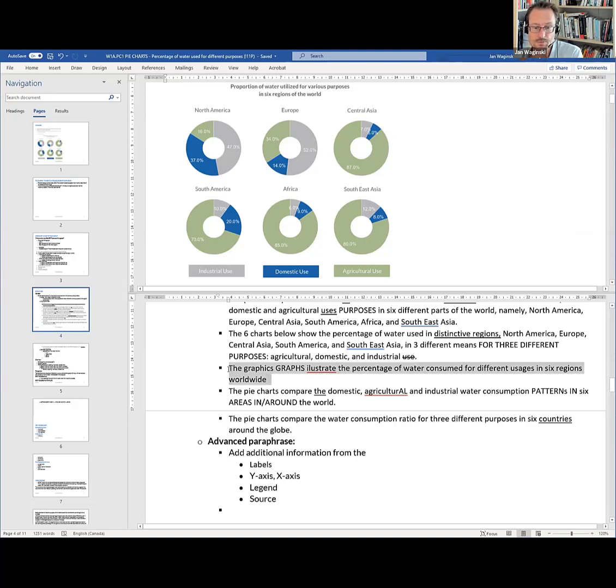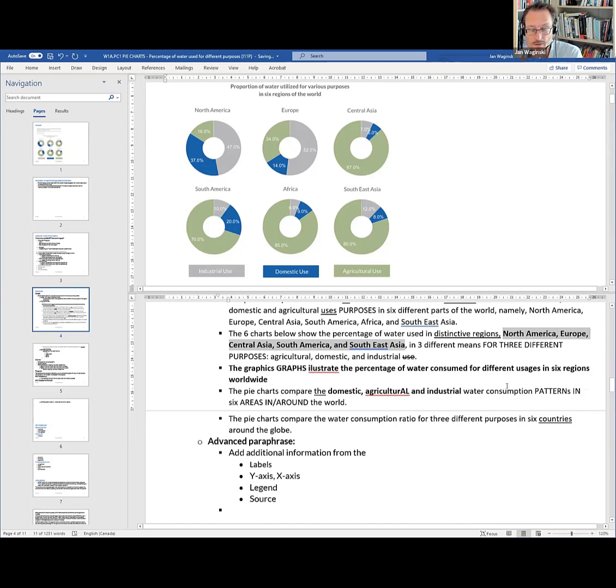So this is like the simplest one here. The graphs illustrate the percentage of water consumed for different usages in 6 regions worldwide. Right? When you start adding detail by saying, for example, domestic, agricultural, and industrial uses, right? That's an additional important detail. If you list the regions, that's an additional detail that you can add, right? We don't have a source for this one. That's kind of the difference between lower levels of development and higher levels of development. It's the details that you can put in that short amount of time.